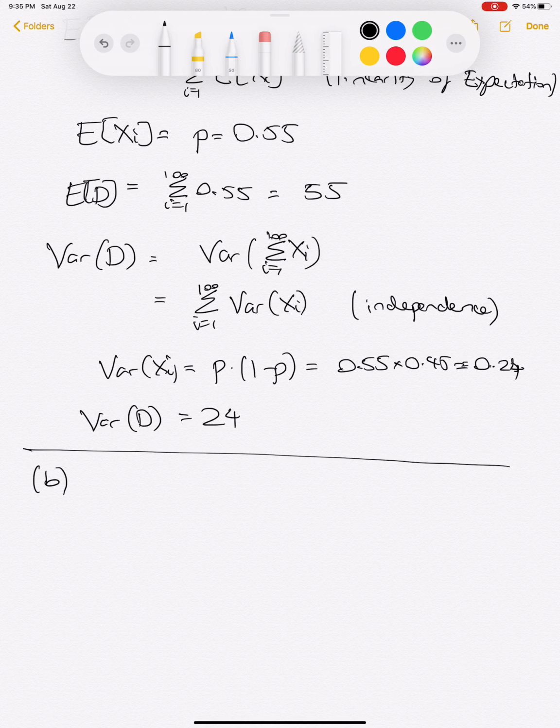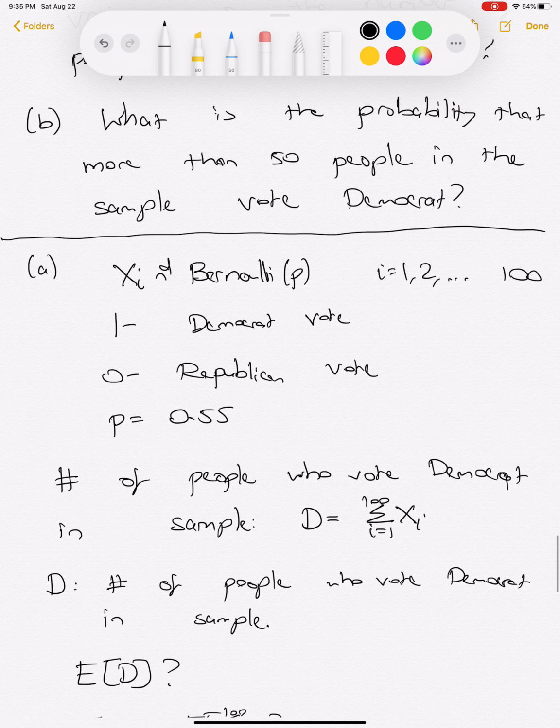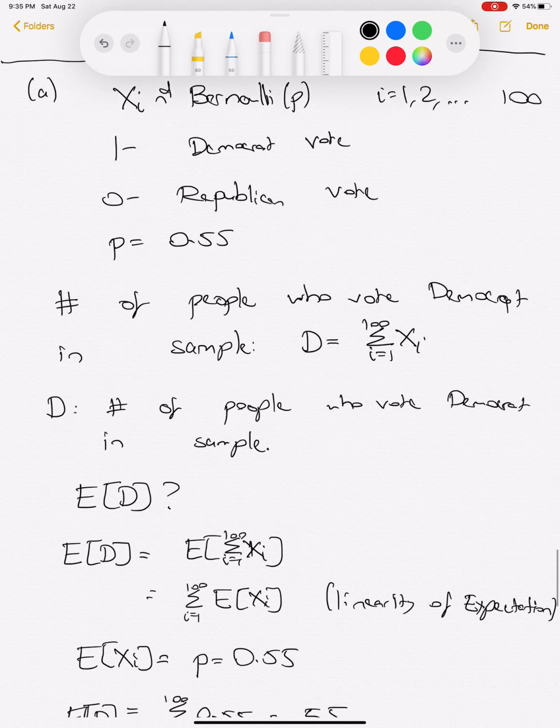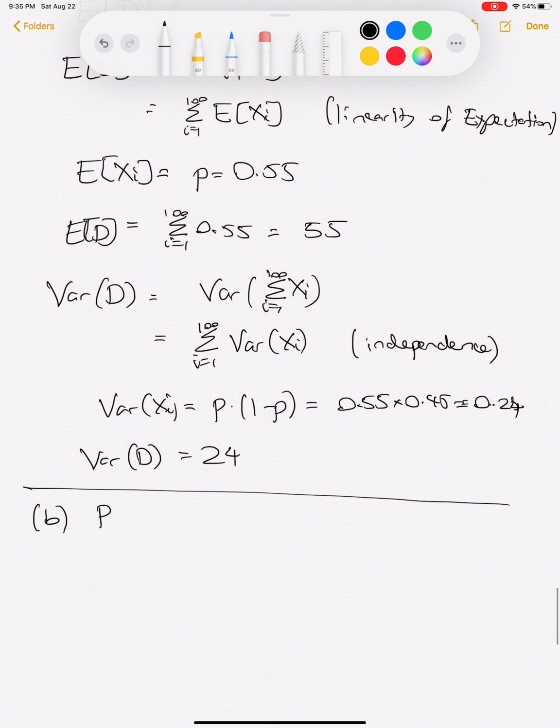Now let's look at part B. Recall that part B asked, what's the probability that more than 50% of the people in the sample vote for Democrat? So what we're looking at instead is the probability that D is bigger than 50. So in your sample, are there more people voting Democrat or Republican? In an ideal world we need to know the distribution of D, which in principle we could say is a binomial and use that approach.